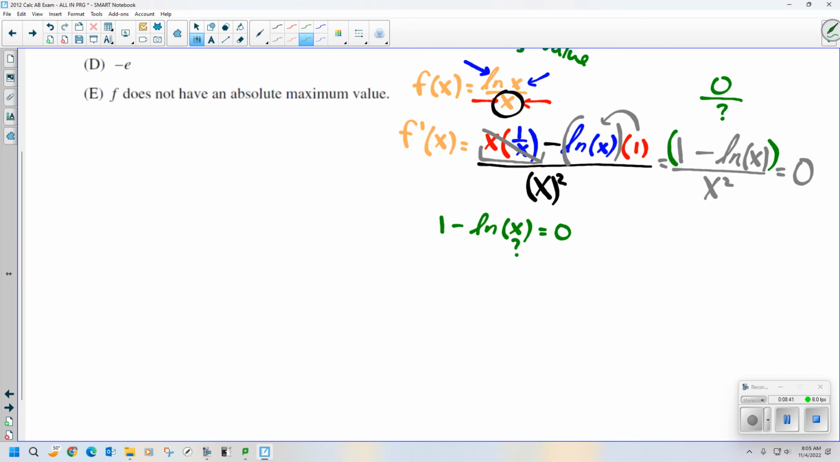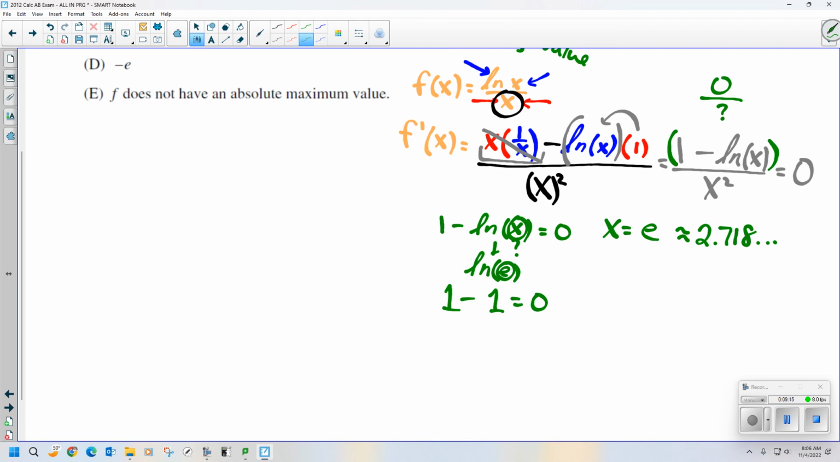This is where it helps to know your rules for natural log, or ln. The ln of e is equal to 1. So 1 minus that, that's where it's 0. Whenever x equals e, and that's approximately 2.718, etc. It's like pi, goes on forever. It's irrational. That's where my critical point can be. That's where a possible min or max is for us.